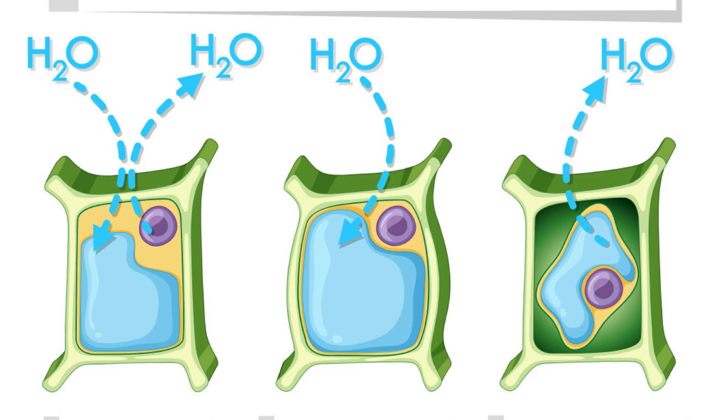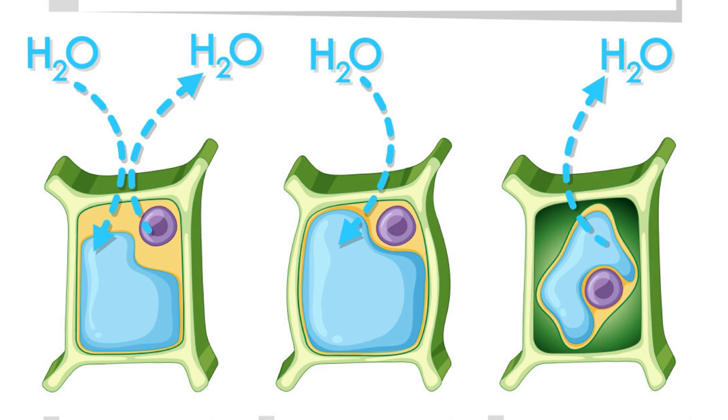So I'm going to introduce three key words here: isotonic, hypotonic, hypertonic. Isotonic means you've got the same level of concentration inside and out of the cells. Hypotonic means you've got less concentration of water inside the cell than outside the cell. And hypertonic means you've got more concentration of water inside the cell than outside the cell.